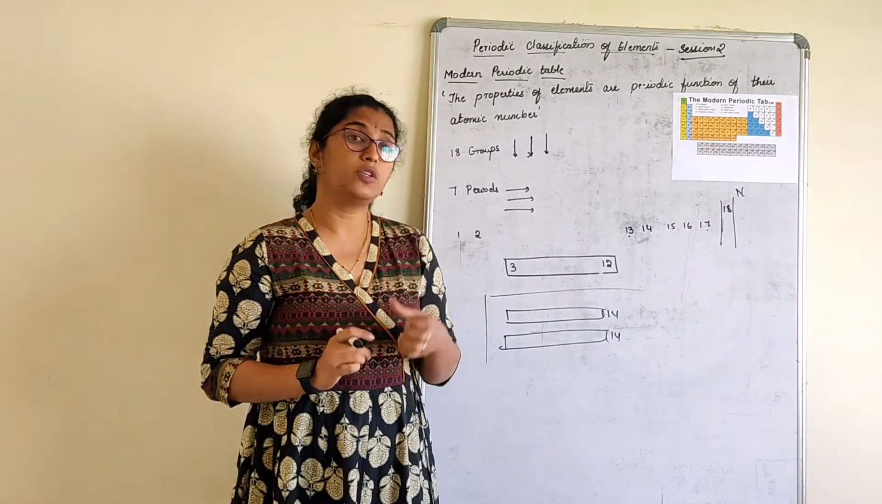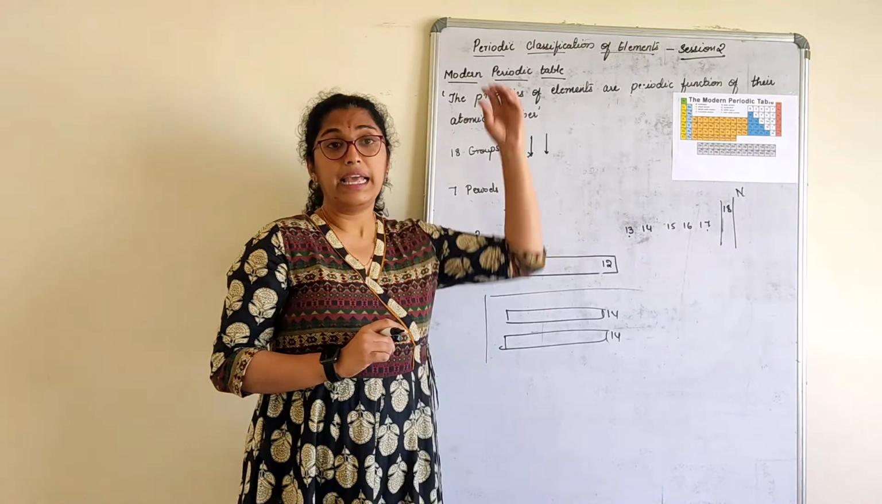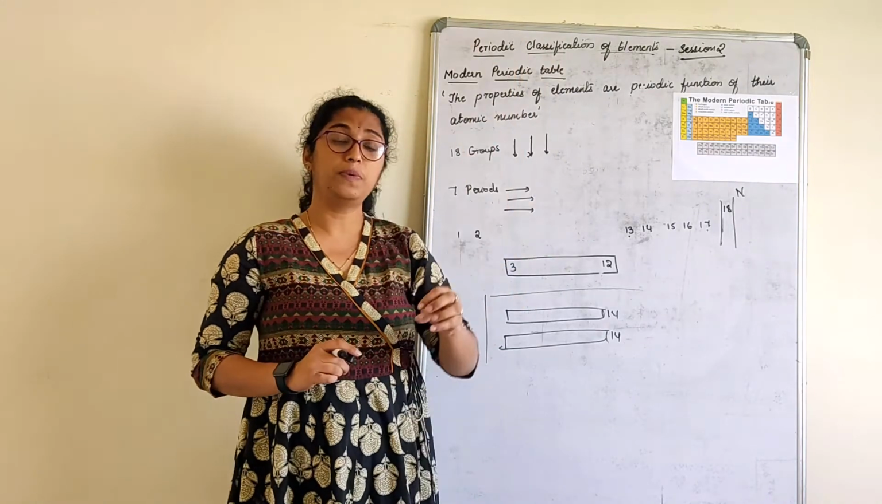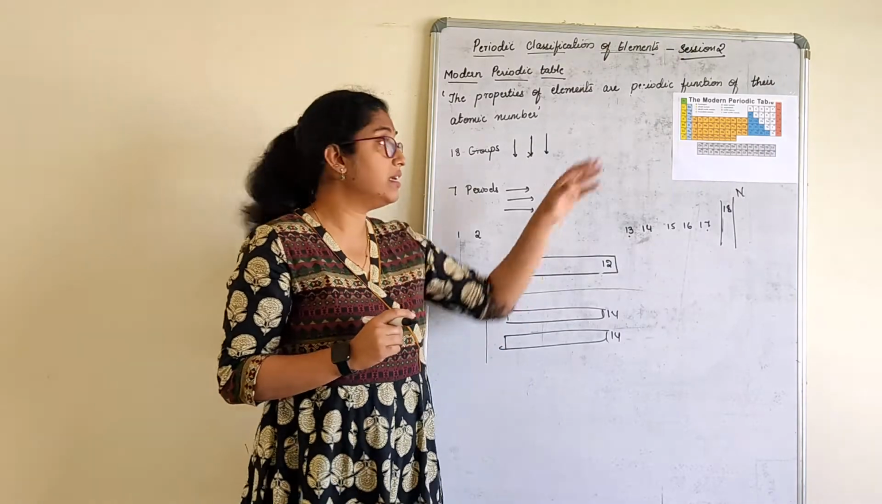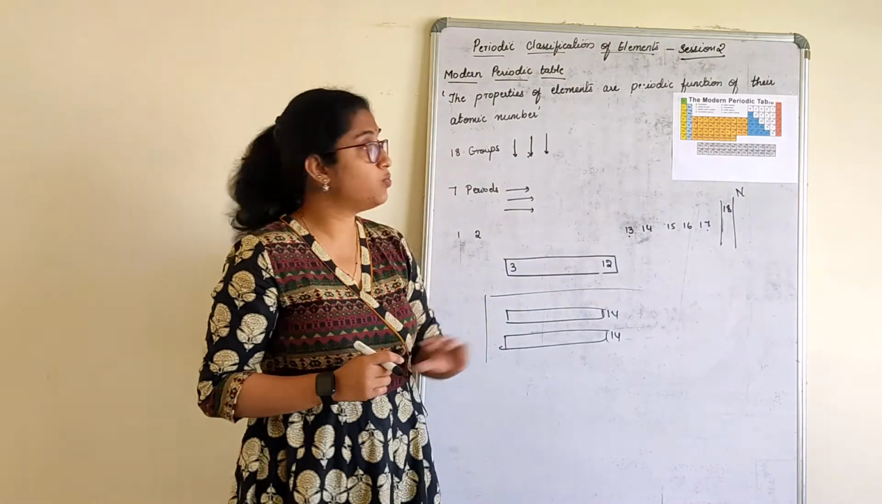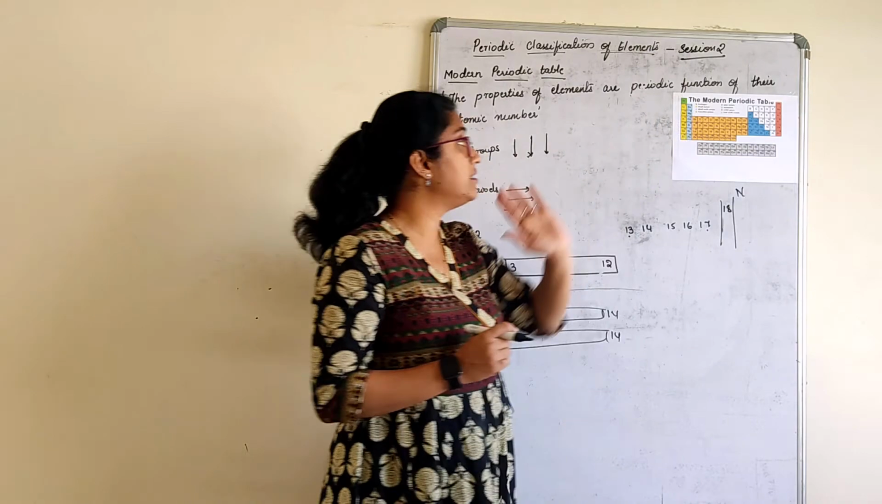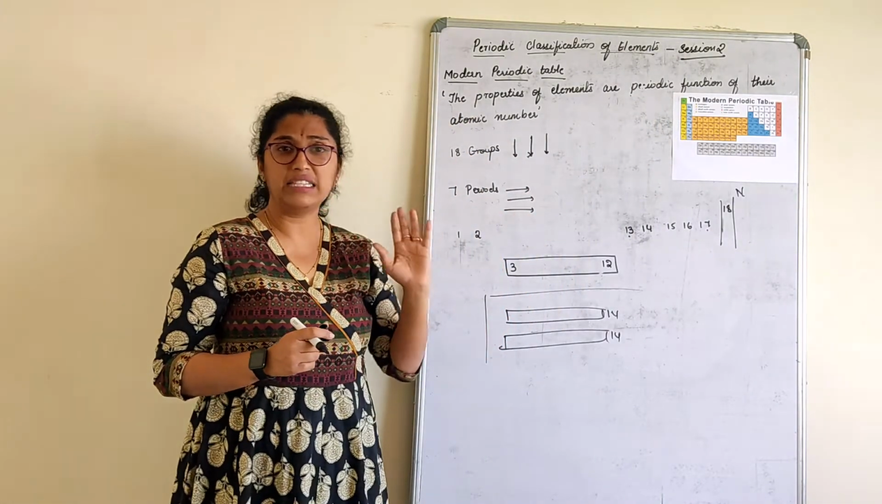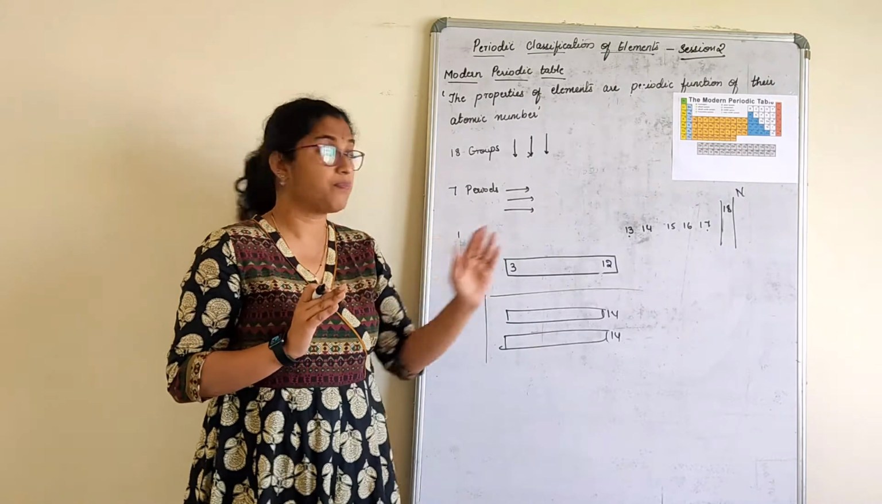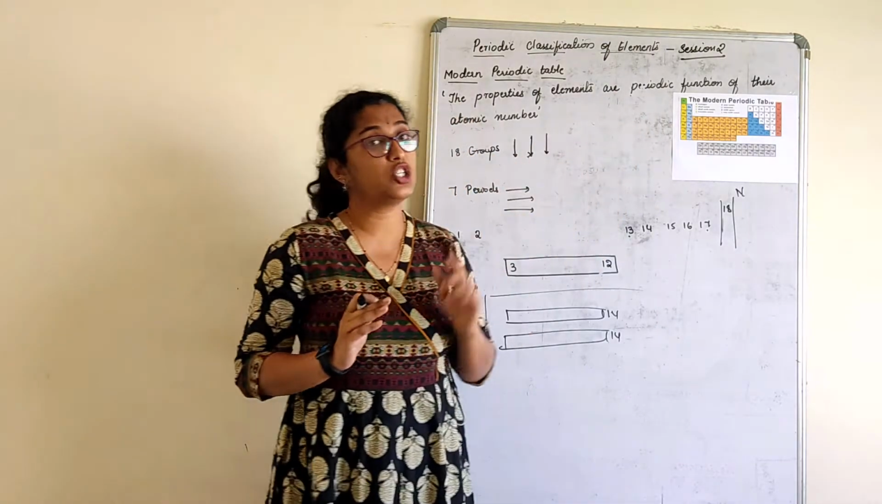Because what is the rule, children, in the periodic table? Elements you place in the group will have similar properties, same as what Mendeleev had told. The same rule is followed here as well. If you are placing the elements in group 1, they should have the same property. Of course, valencies, that does not change. It is the same. If you place group 2, it should have the same.